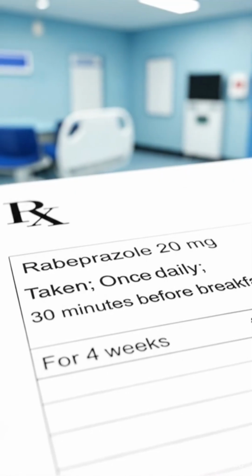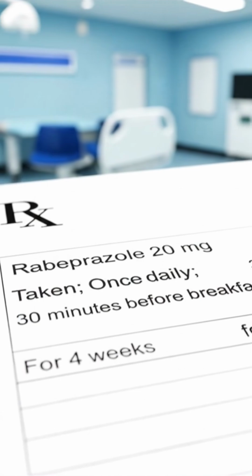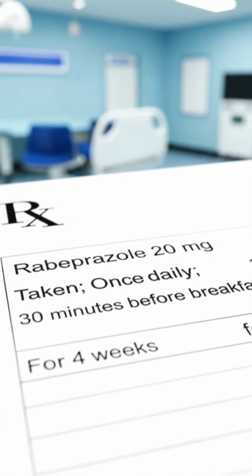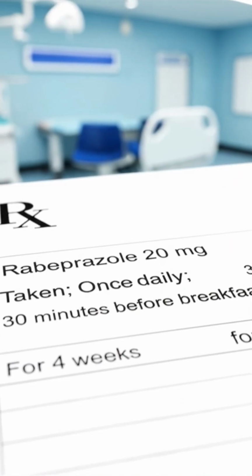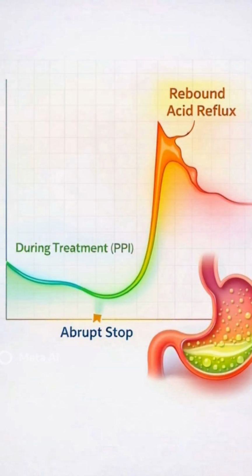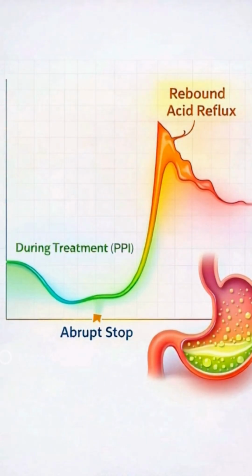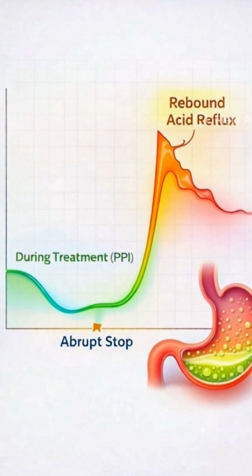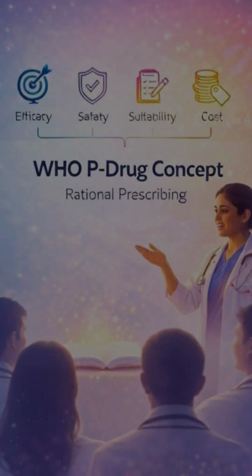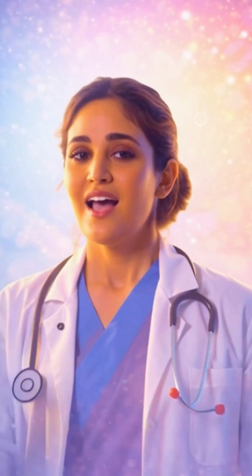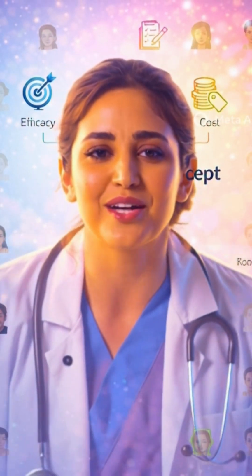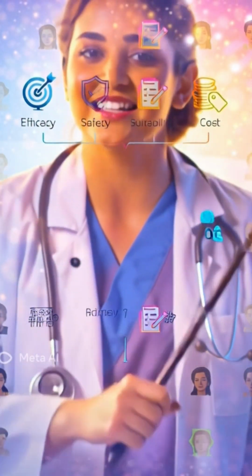The final prescription is Rabeprazole 20 milligrams once daily, taken on an empty stomach 30 minutes before breakfast for 4 weeks. Abrupt discontinuation of PPIs can cause rebound acid hypersecretion. Therefore, treatment duration should be limited and tapered if required. This case demonstrates how the WHO P-drug concept ensures a rational, safe, and cost-effective prescribing in real clinical practice.